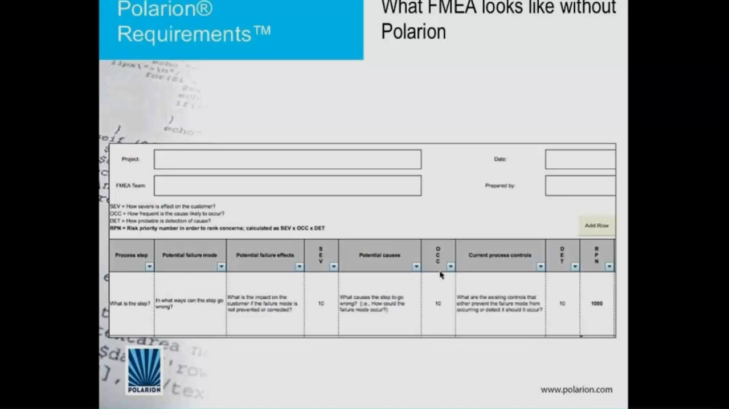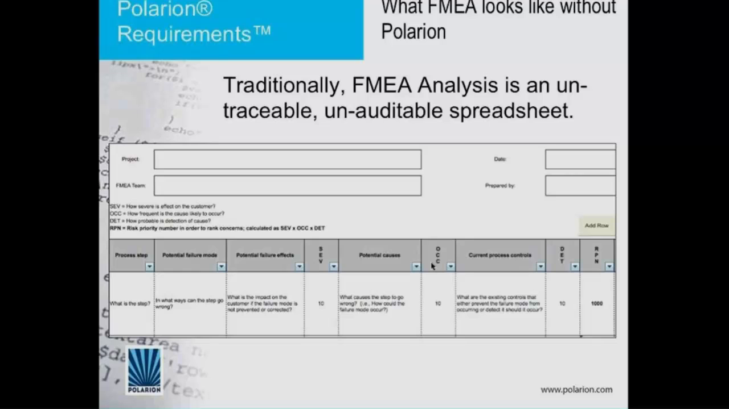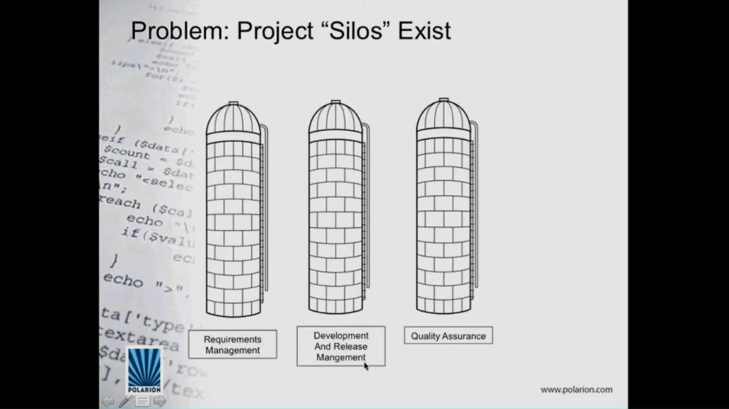Well, without Polarian, it often looks like a spreadsheet. In fact, it often is a spreadsheet. And as I'm sure many of us know, a document like a spreadsheet is very difficult, almost impossible to trace, and is almost impossible to audit over time. We see the document, and we have access to revisions of the document, but we never completely know who made certain changes to the document and when the document came about and how it exists.